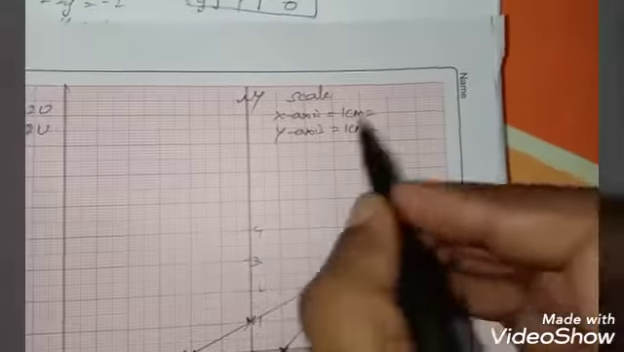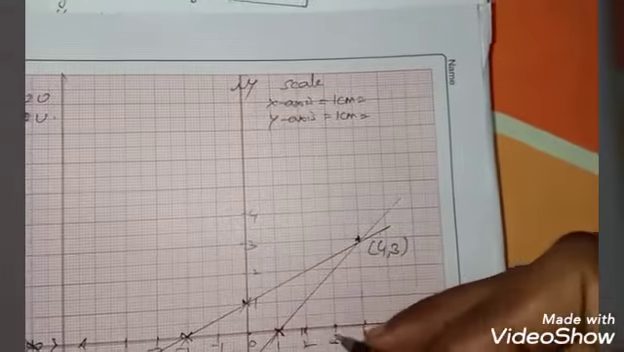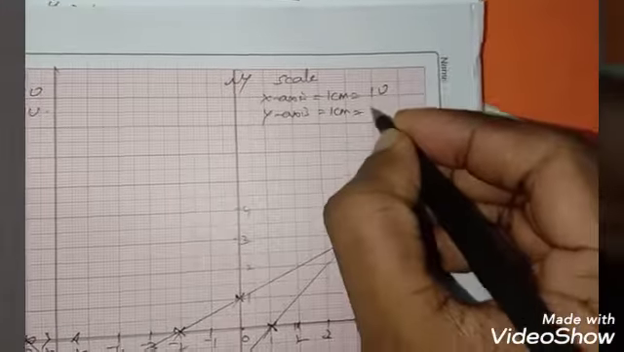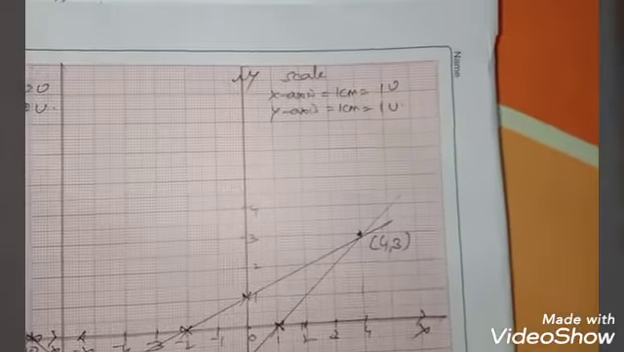Now scale. If I go for the scale, here on the x-axis and y-axis we have taken 1 unit. So I can take 1 unit. Here the y-axis is also 1 unit, right?